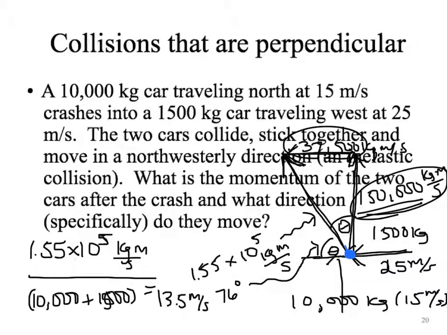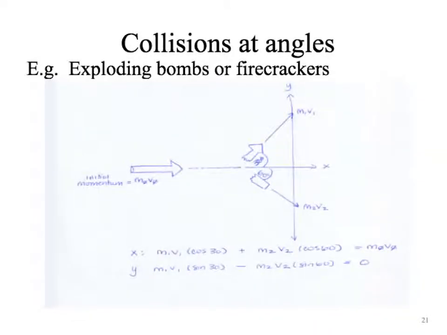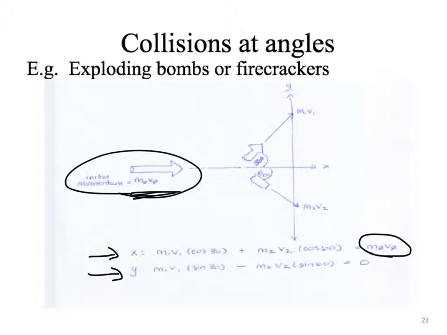Okay. Next slide. I don't have a lot of time for this one, but what I basically did here is break it up into the x and y directions. If we're not in a nice perpendicular mode, I say this is the momentum I start with, and it's only in the x direction. I've got nothing in the y to start with. Afterwards, I take this x direction and say it's conserved. I have cosine of 30 times m1v1, and I also have cosine of 60 times m2v2. They're both positive, both to the right, and I set them equal.